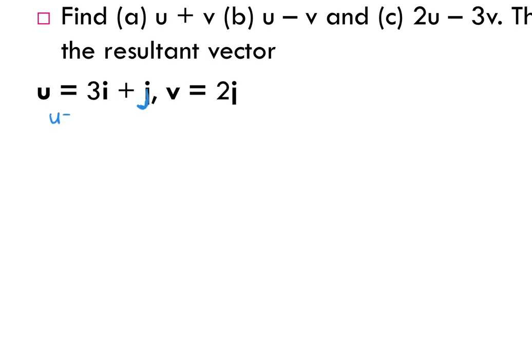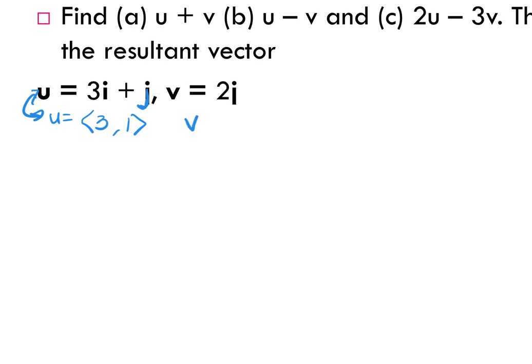What is the component form of U? What's the change in X? 3. What's the change in Y? 2. What's in front of J? 1. So these are the same thing. They're just written in two different formats. So if the IJ throws you, take it out.